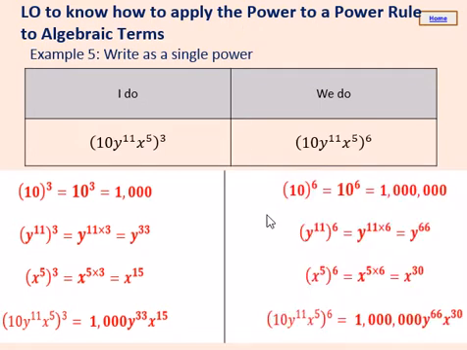Okay, so the last we do, and probably the most difficult one yet, 10 to the power 6 gives me a million. Y to the power 11 raised to the power 6 gives me y to the power 66. X to the power 5 raised to the power 6 gives me x to the power 30. So in total, this answer here, 10y^11 x to the power 5, all raised to the power 6, gives me a million y to the power 66 x to the power 30. If you got that right by yourself, you are doing really, really well. That's a tough question there.